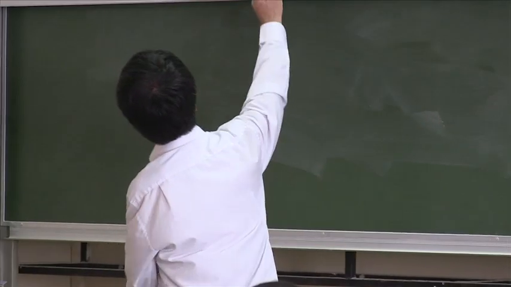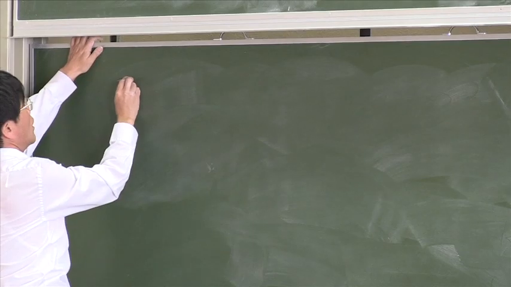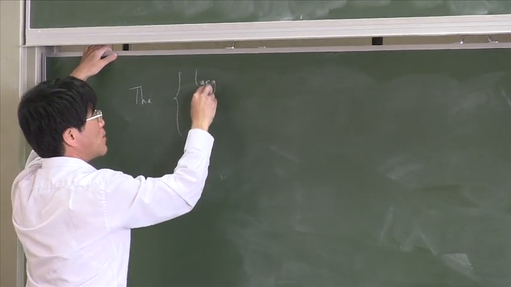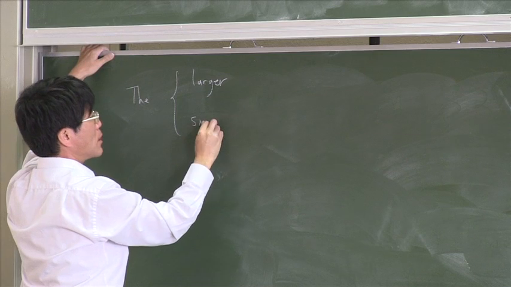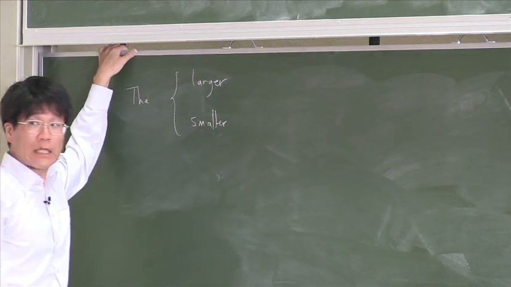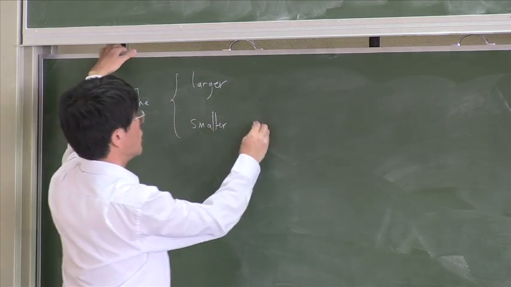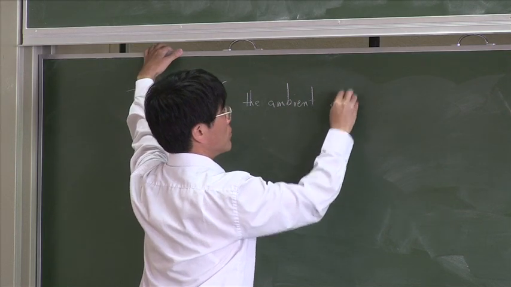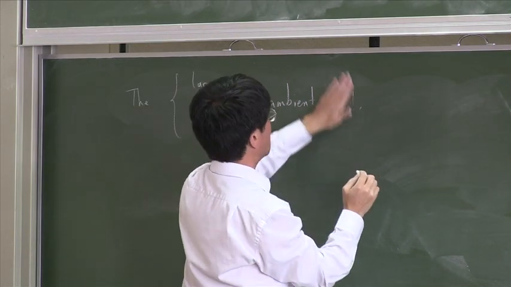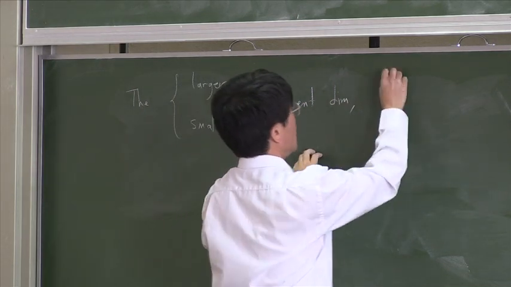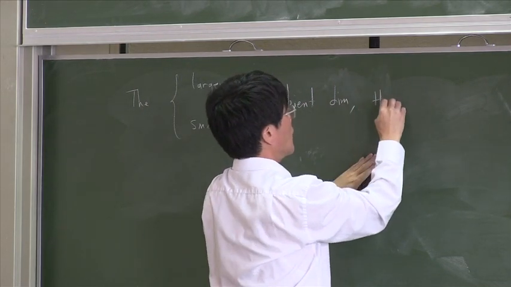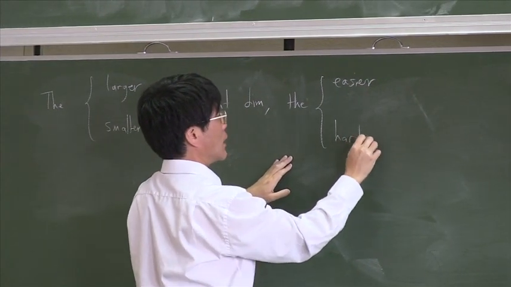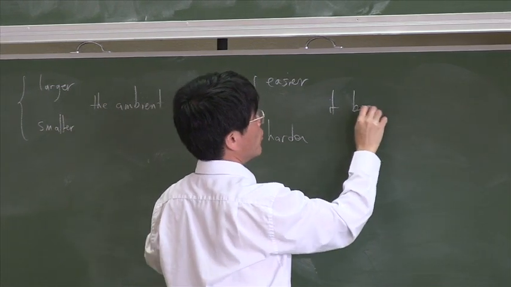And as I kept saying, it's useful to write down the usual pattern. If you have a large ambient space or a small ambient space, how easy or difficult it is to isotope gets affected. The larger or the smaller the ambient space, ambient manifold, or ambient dimension, let's say, the easier or harder it becomes to isotope.